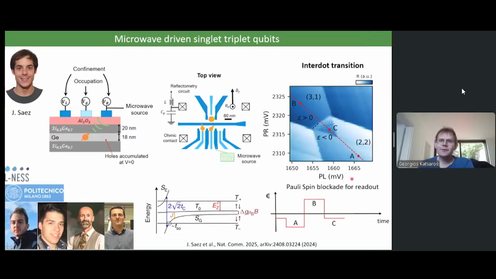So now what we are going to do is we start again with a singlet state. We are going to go this time very slowly over the anti-crossing so that we initialize in the lowest state. And when we are in the lowest state, we are going to apply a microwave drive in order to see what happens. Our initial idea of this experiment was actually to create a Loss-DiVincenzo qubit in order to move to 2 qubit gates.